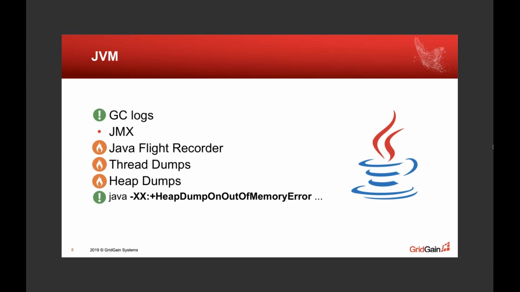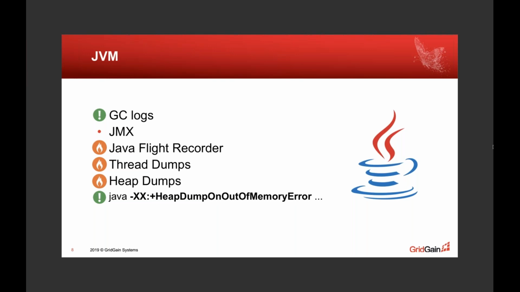Also, if you're investigating some kind of a deadlock, then you can take a thread dump, or if you have a memory leak, then a heap dump can be useful. And if you have some kind of memory leak, then at some point you're going to have an out of memory error.